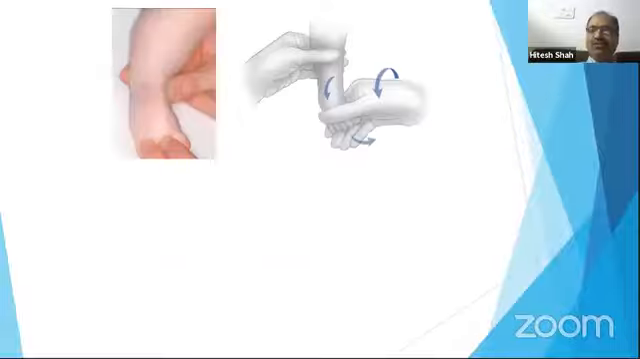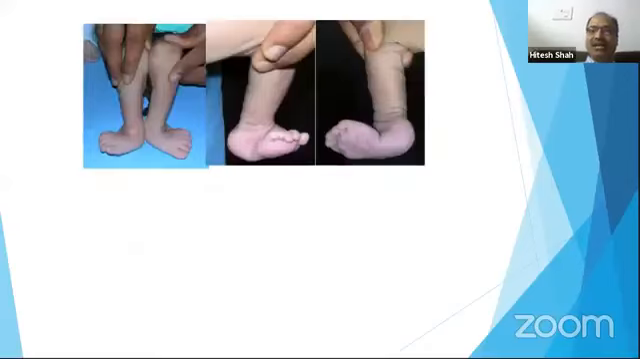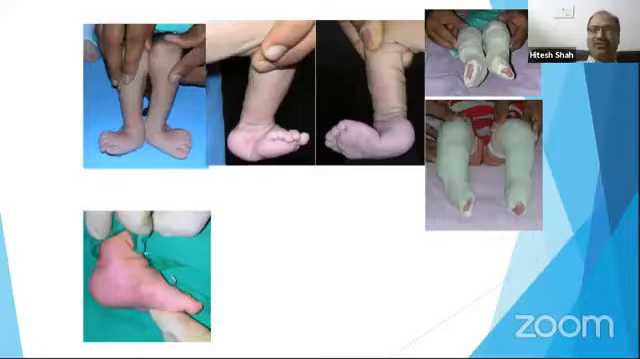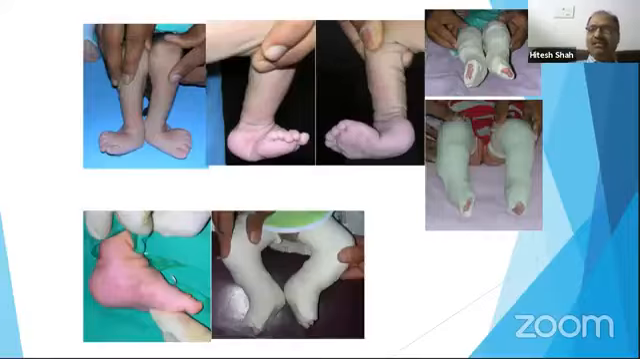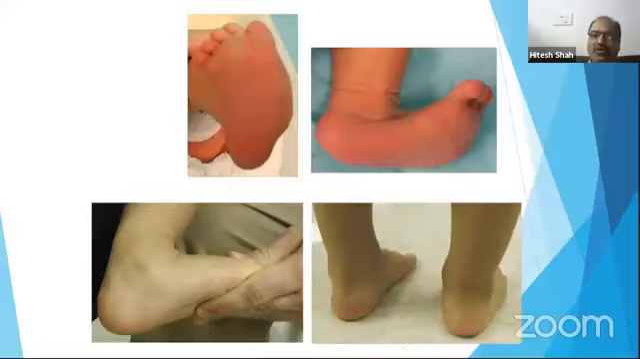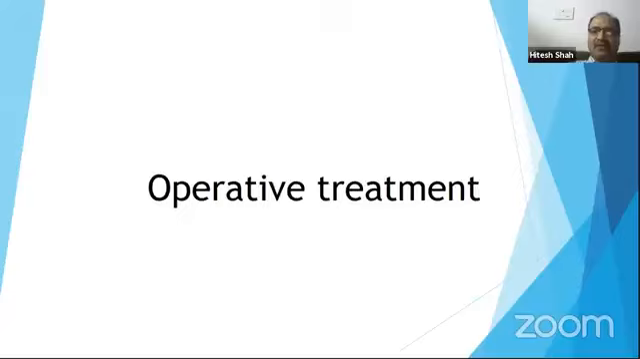Like that, you correct the adduction and inversion. This is a child with an abducted and everted foot; you put the plaster in plantar flexion and inversion, and after fixing the talonavicular, maintain it with the plaster, and this is the result. It looks reasonably okay and has been maintained at follow-up. It's a quite supple and pliable foot, and this is the X-ray before and after, maintained at 5-year follow-up. Okay, so I'm not going into detail on operative treatment.